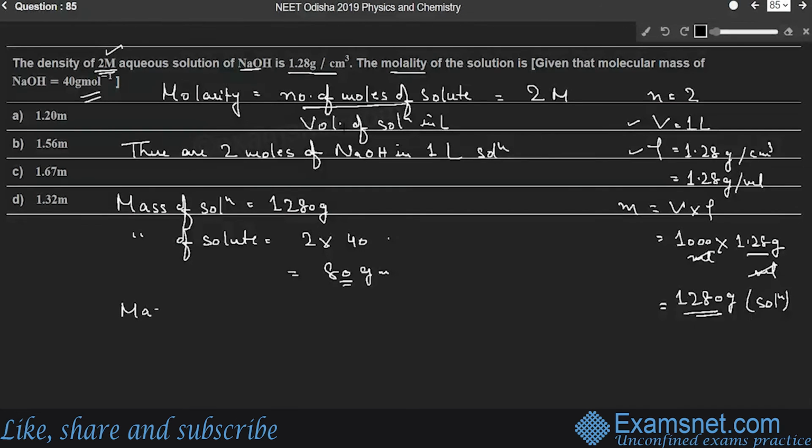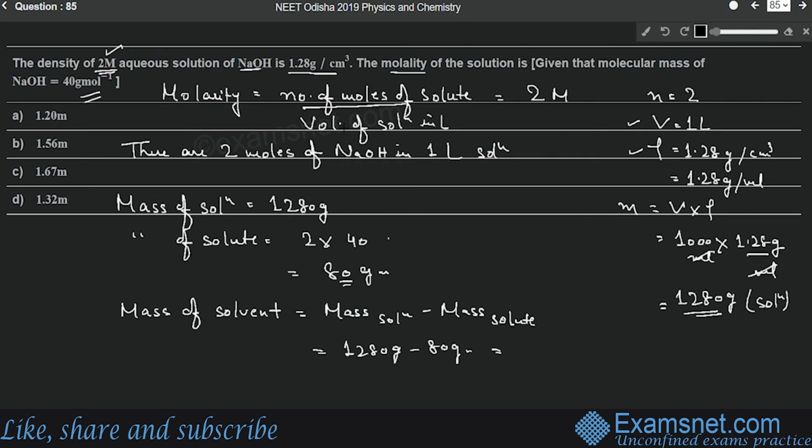Now we have to find out the mass of solvent because this is required in case of molality. So mass of solvent will be equal to mass of solution minus mass of solute. That means 1280 grams minus 80 grams. So it is equal to 1200 grams. So this is the mass of solvent in grams, but in case of molality, we need the mass of solvent in kg. So it will be equal to 1200 divided by 1000 kg. Okay, so 20 cancelled and it will be equal to 1.2 kg.